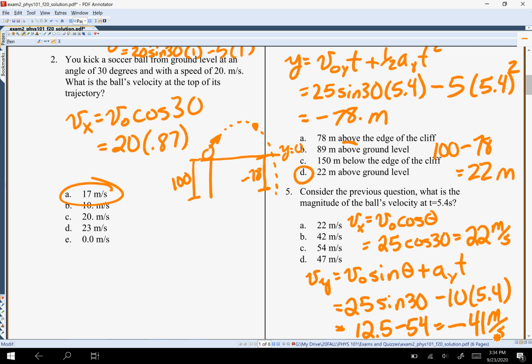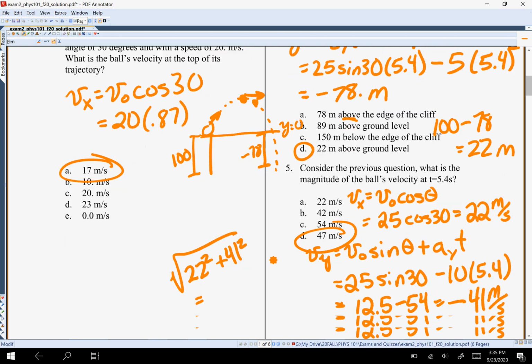So that should key me in that at 5.4 seconds my object is now coming down, right here, on this side of the motion. Now, in order to find the ball's velocity at that point, I would say the square root of 22 squared plus 41 squared. Because it's squared, that negative just goes away. Negative 1 times negative 1 is positive 1. 22 squared plus 41 squared, square root of that is 47 meters per second. So D is the right answer for number 5.